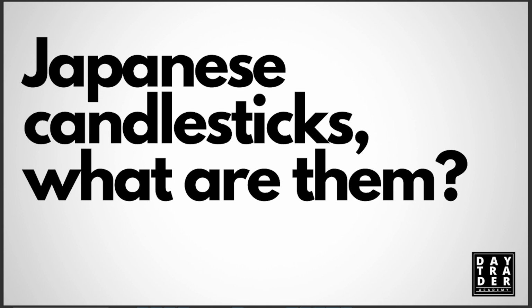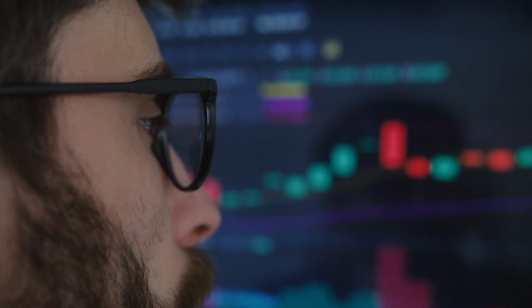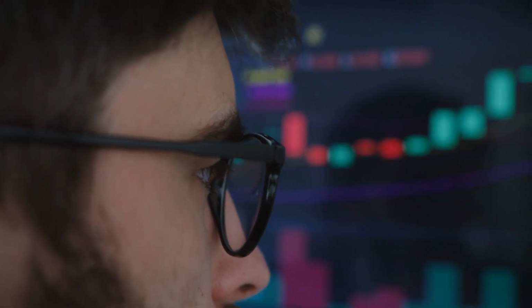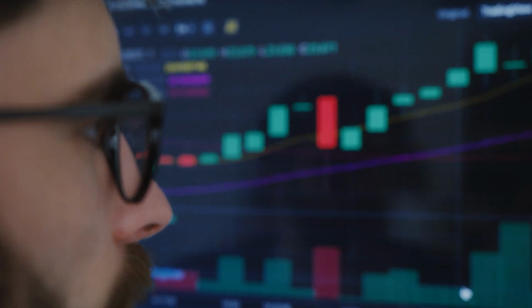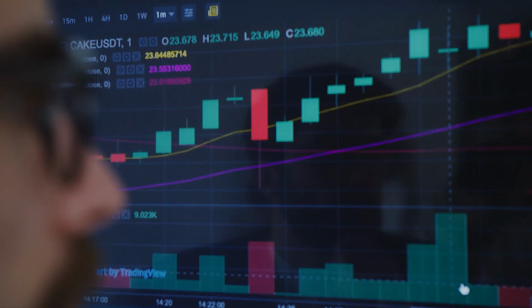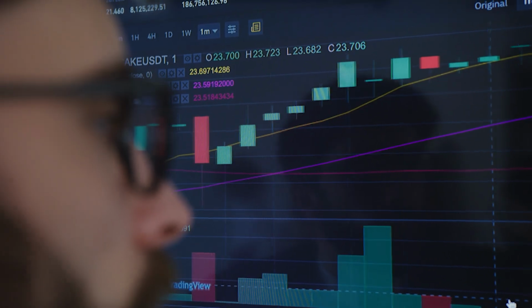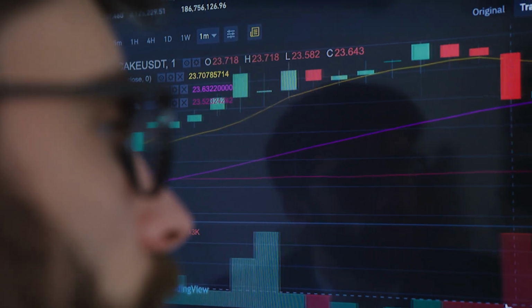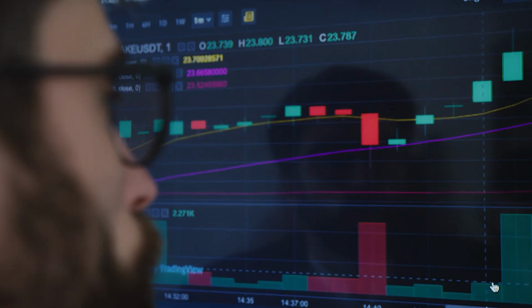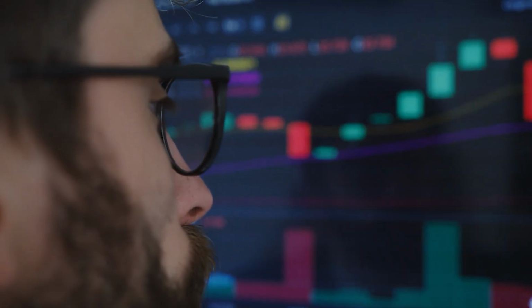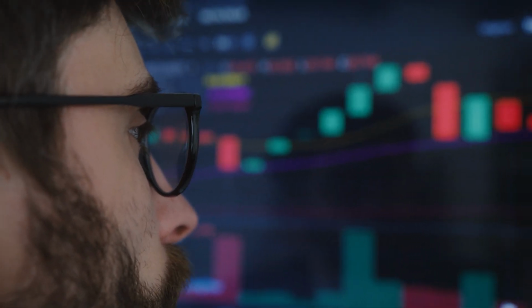First, what are they? There are many ways to read a graph. We can use Japanese candlesticks, bars, lines, points, and figures. There are many ways that we can use to analyze how the price of an asset is moving over a certain period of time. Which kind of graphic should I use? I recommend the candlestick. They bring us a lot of information. They are easy to use and they work.